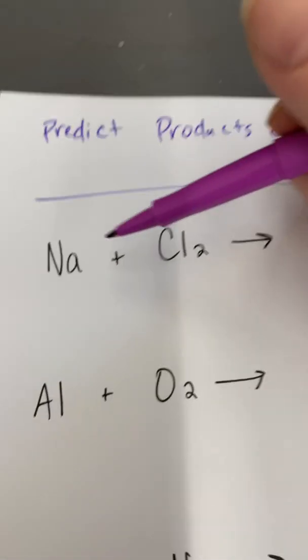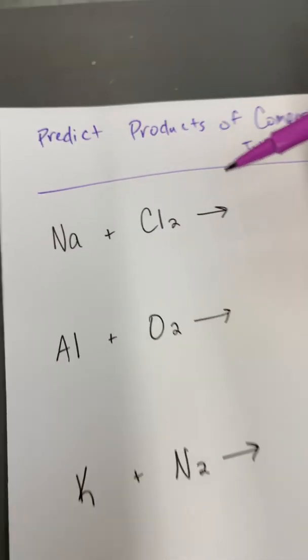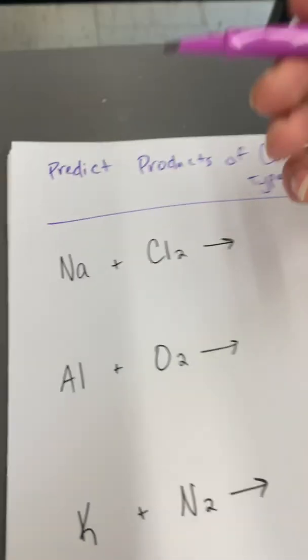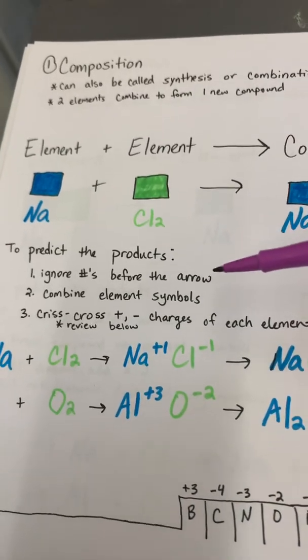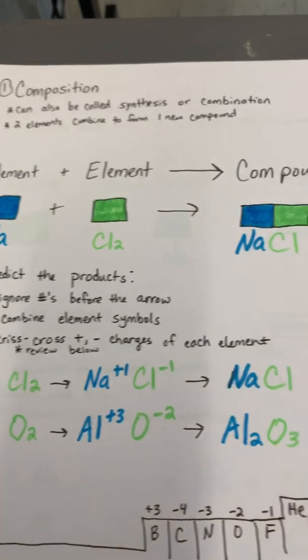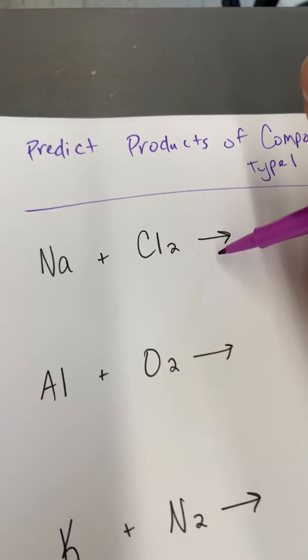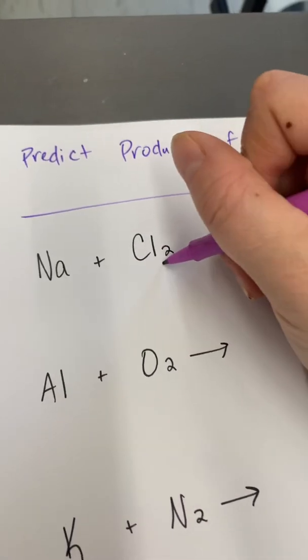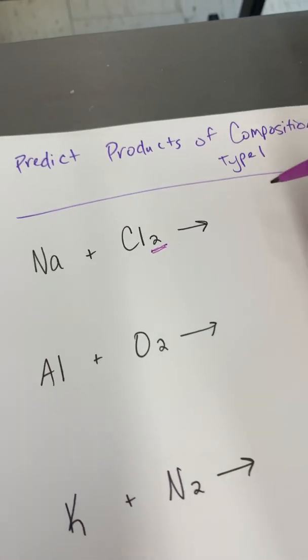So the first one, we have Na plus Cl2. This is an element plus an element. They need to make a compound in a composition reaction. So I'm going to go to predict the products and see what step 1 says. Ignore numbers before the arrow. That means any little number that you have before the arrow, in the reactants, like this little 2 here, we're going to ignore it. Do not take it with you.